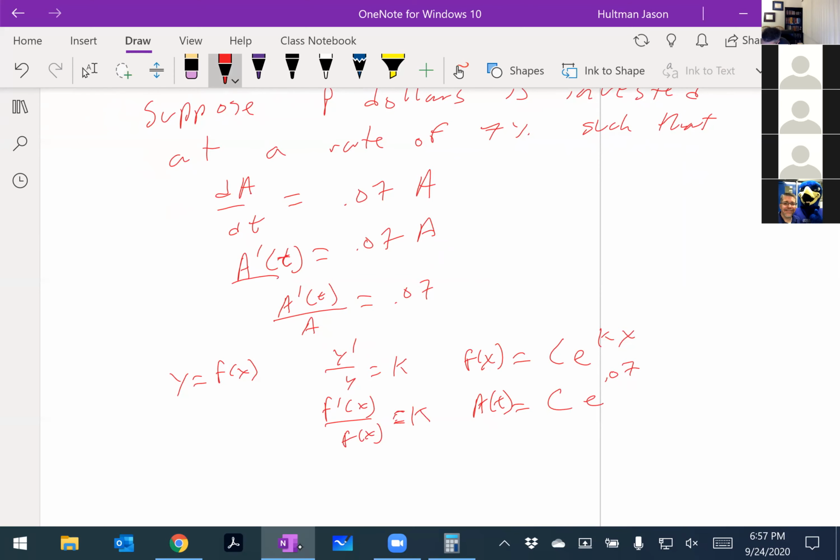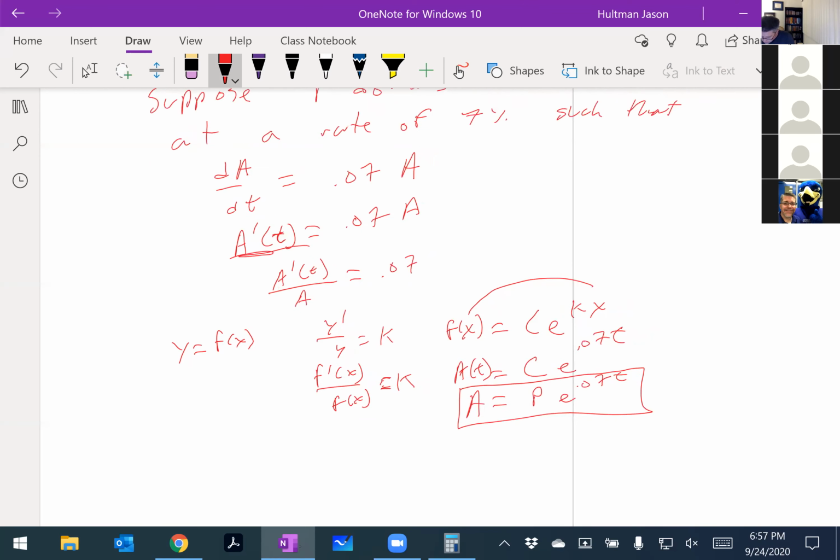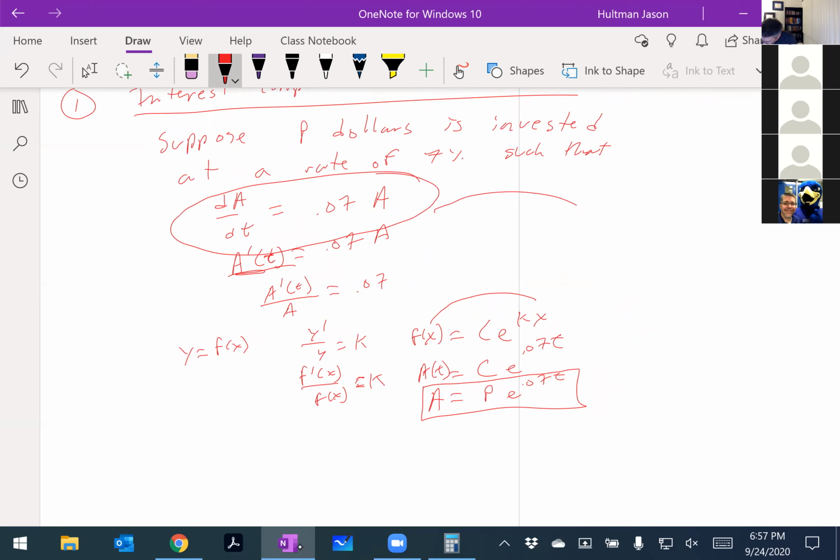So this is going to be A of t, because it was A prime of t, which means the variable here is not x. It is t. So if it's compounded continuously, A is equal to Ce to the 0.07t. But we know what C is when things are compounded continuously. It's not C, it's P. Oh, look at that. That's my PERT account right there at 7% interest. So if it had this function here, then I could go directly here. You don't have to do this process. Once I have this set up, I know that this is equal to that.